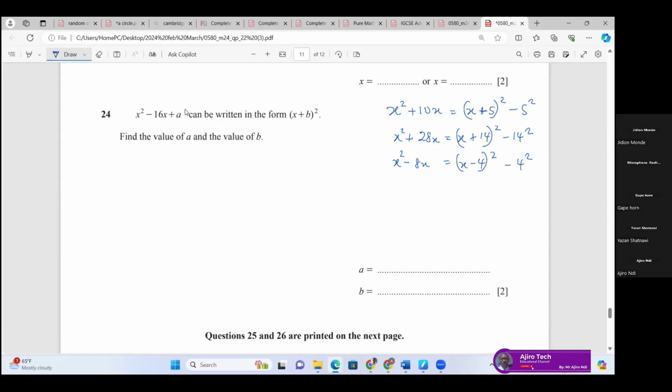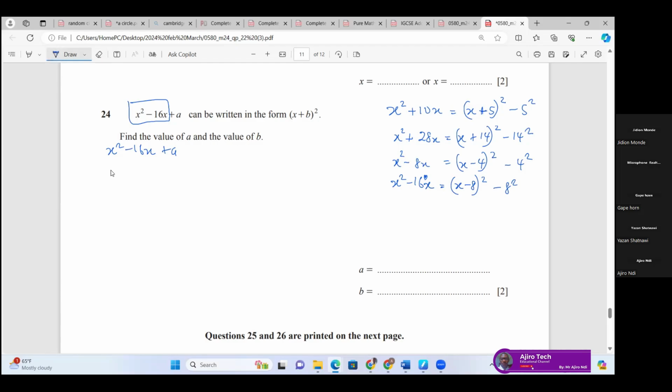So the same thing, let me do the same thing to x squared minus 16x. So x squared minus 16x becomes x, half of minus 16 is what? Minus 8. I'll square it, then minus 8 squared. So this x squared minus 16x plus a becomes x squared minus 8. Sorry, that's a mistake. Let me adjust that.